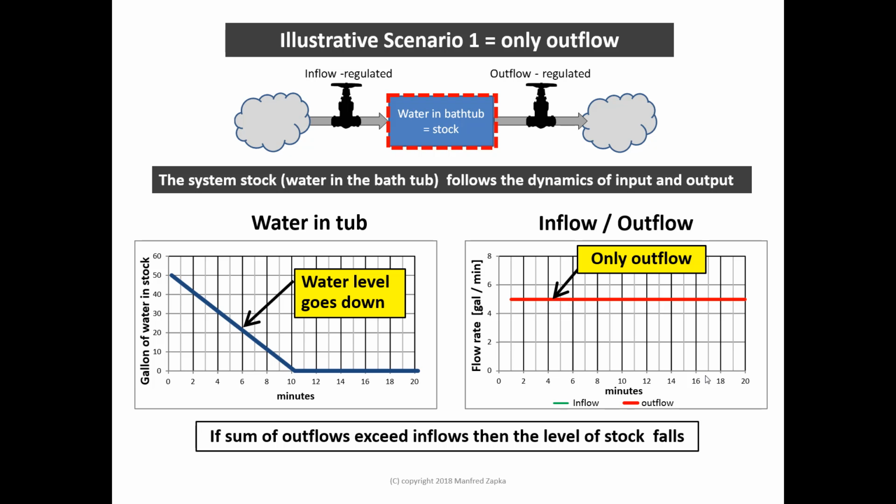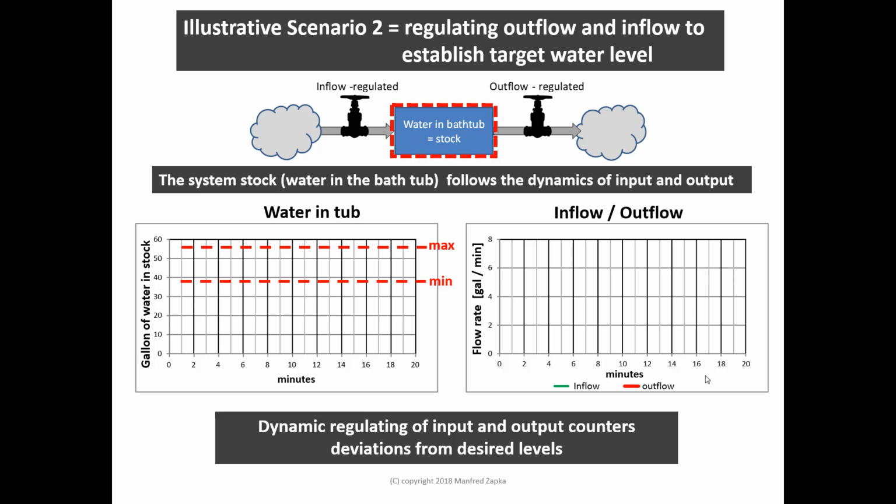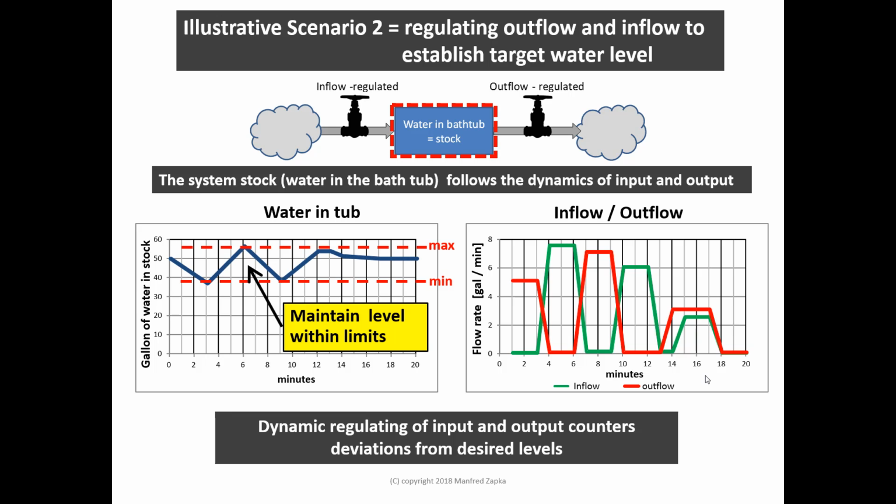So let's go to the second illustrative scenario, which is a little bit more complicated. So what we have here is we have an inflow and an outflow, and we see we actually are regulating it. Here's the outflow, it's in red, and the inflow is in green. And on the other side, the water in the tub follows some kind of behavior there, and we regulate the inflow and outflow such that the water level in the tub is always between a certain minimum and maximum.